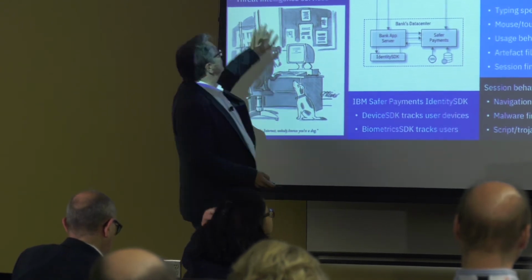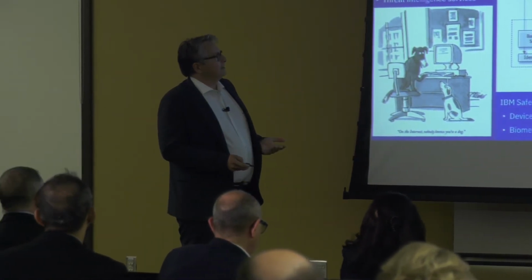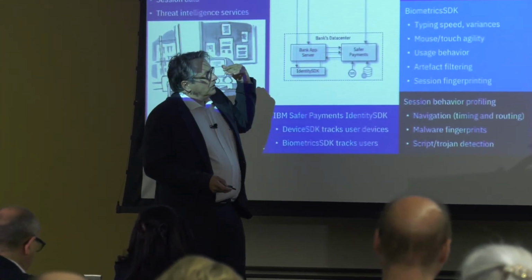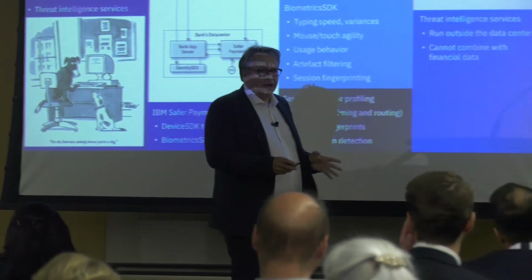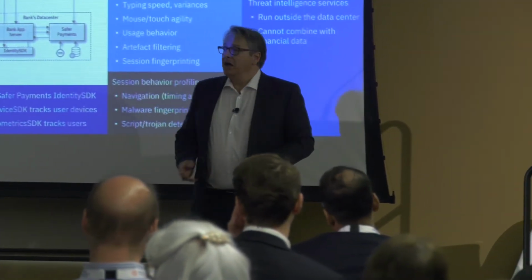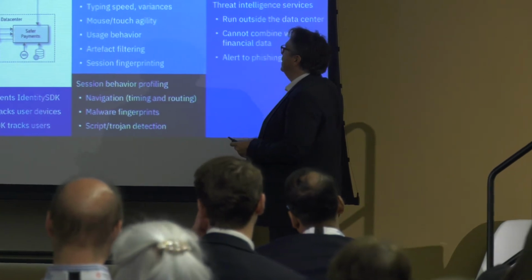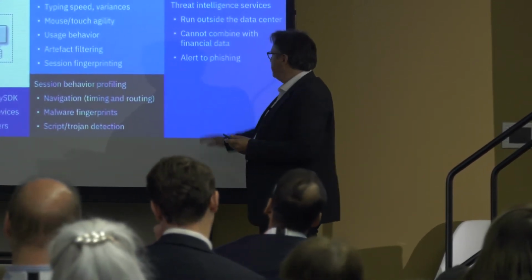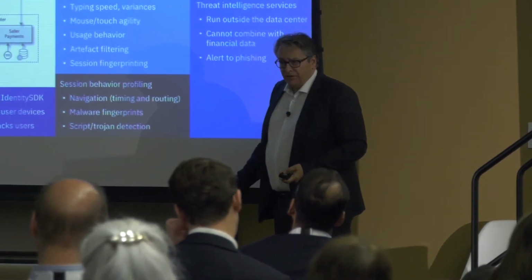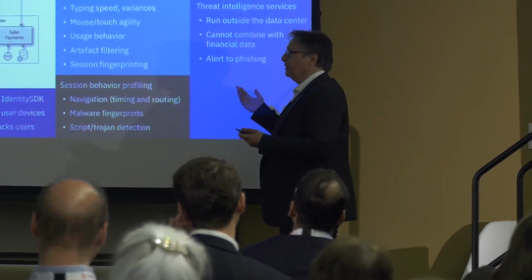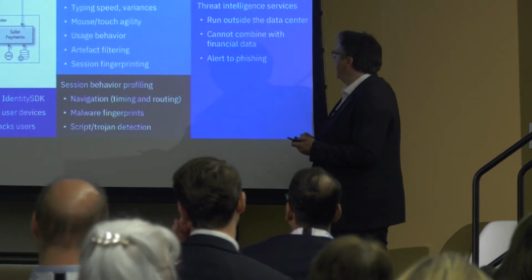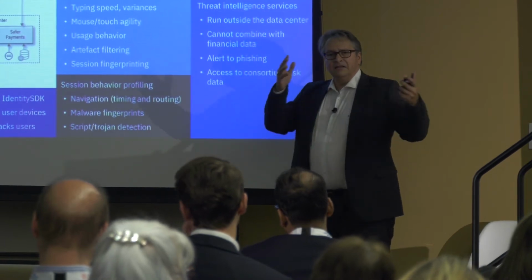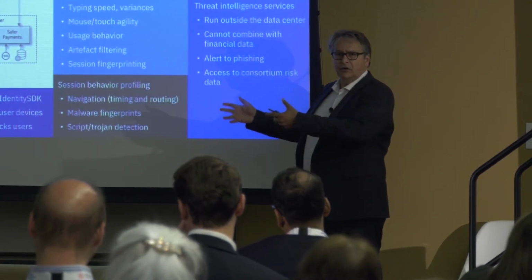I'm highlighting this because there are also what we call threat intelligence services which sit outside the data center. And because they sit outside, they cannot combine whatever they're doing with financial data, but their position outside the data center allows them to do something else, because they can go in the internet, they can actively look for risky behavior of customers. For example, if somebody is likely to give away his credentials and is subject to phishing. And also they can combine the data of one bank with the data of another, or with merchants.